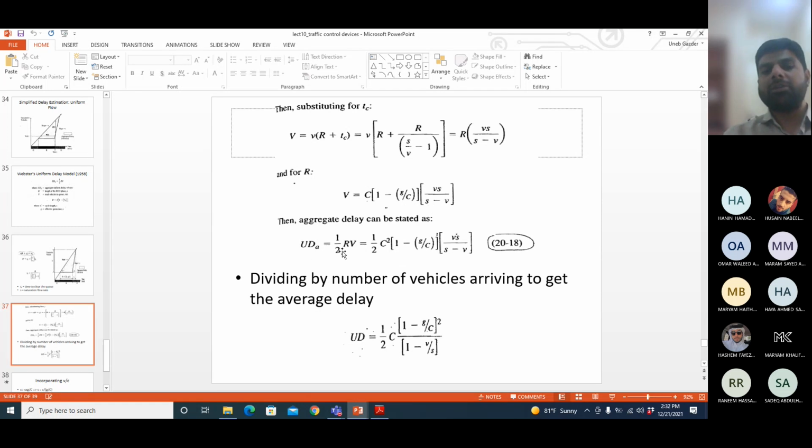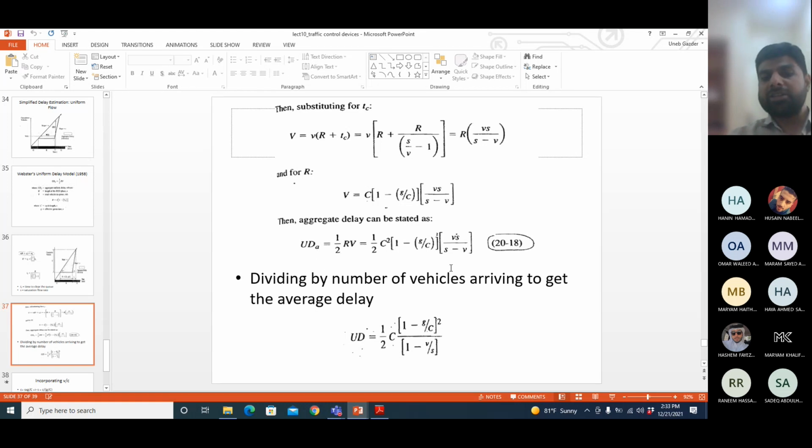Going back to Webster's equation for aggregate delay, half R into V. I have an equation for R, which is this one, and an equation for V, which is this complete term. If you multiply R with this complete term, you will get this. So this is the final equation for uniform aggregate delay. You can see he's using the subscript A here. A means aggregate, total. You will get the answer in vehicle seconds or vehicle hours.